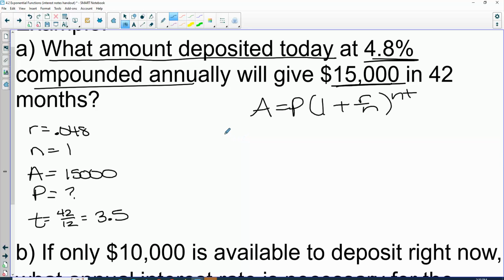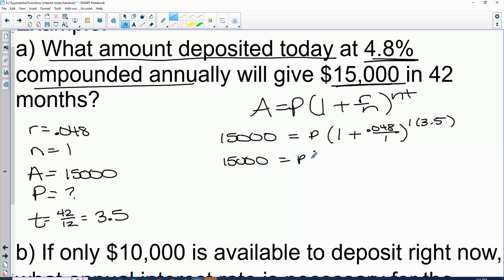Alright, let's plug in. So we have A equals P times. Okay, we can simplify it a little bit here. 1 plus 0.048 divided by 1.